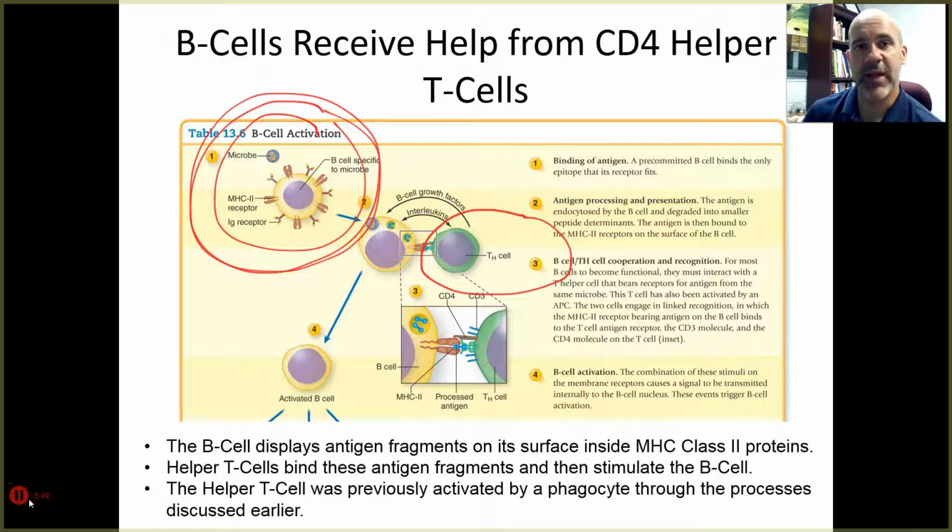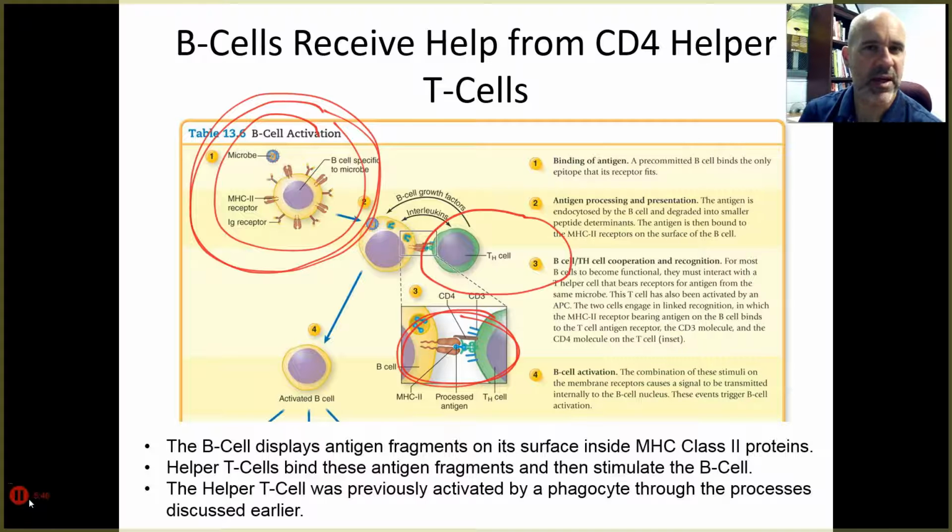So if you remember from the last little video clip, we talked about how helper T cells get activated. In order for these two to come together, that helper T cell has already seen pieces of the antigen and had that presented to it by a macrophage or a dendritic cell. It has already previously been stimulated. So that's switch number two. So you have both a B cell that saw an antigen and a helper T cell that saw an antigen.